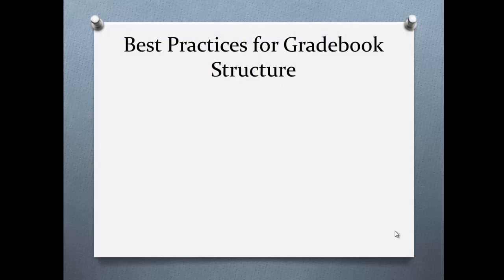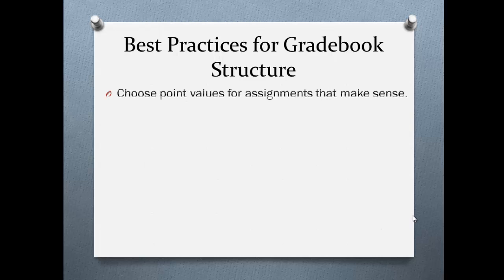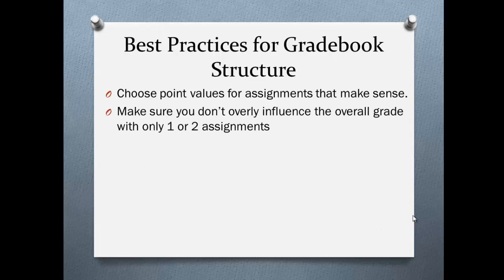Here are some best practices in setting up and managing your gradebook. Choose point values for assignments that make sense. If a writing prompt is a rubric based on 4 points, and naming letters is worth 26 points, but you believe the writing prompt shows an equally valuable amount of learning, then make the point values similar and adjust your grading based on the total possible points. Make sure you don't overly influence the overall grade with only 1 or 2 assignments. The best way to do this is to make sure there are at least 3 assignments in both the formative and summative categories.